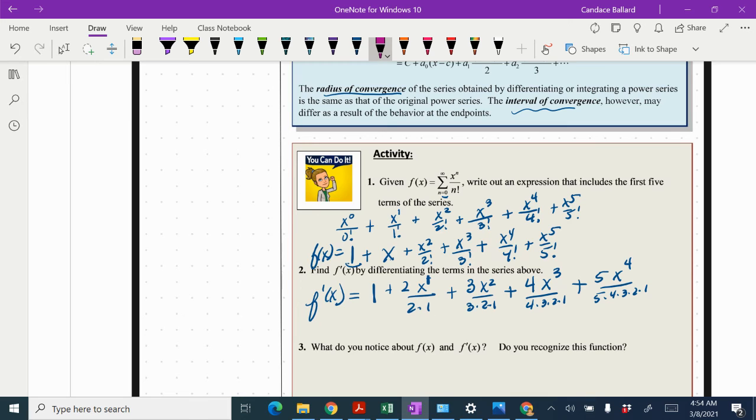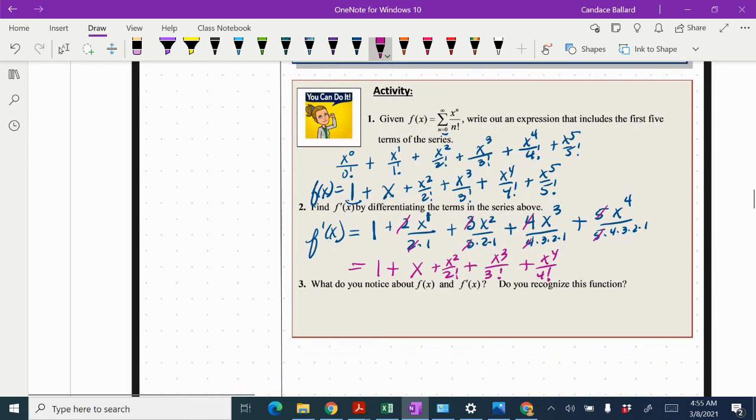So check out what happens. The pieces of my factorials cancel. When I write this series out, I get 1 plus x, which would be the same as saying x squared over 2 factorial, plus x cubed over 3 factorial, plus x to the fourth over 4 factorial. And then they want us to notice, what do we notice about the function f and f prime, and do we recognize the function?